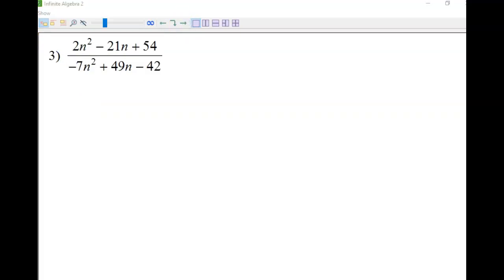As for number 3, it's another reducing problem, but this time we're looking at polynomials. When you want to reduce a polynomial, you have to factor them first. So I'm going to start by looking for a GCF. I do not see one. The next thing I'm going to do is the box method to factor it.